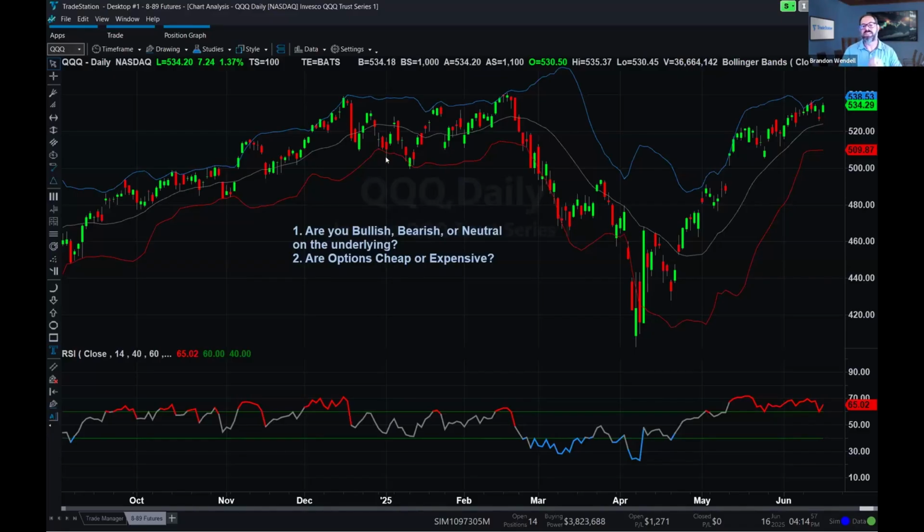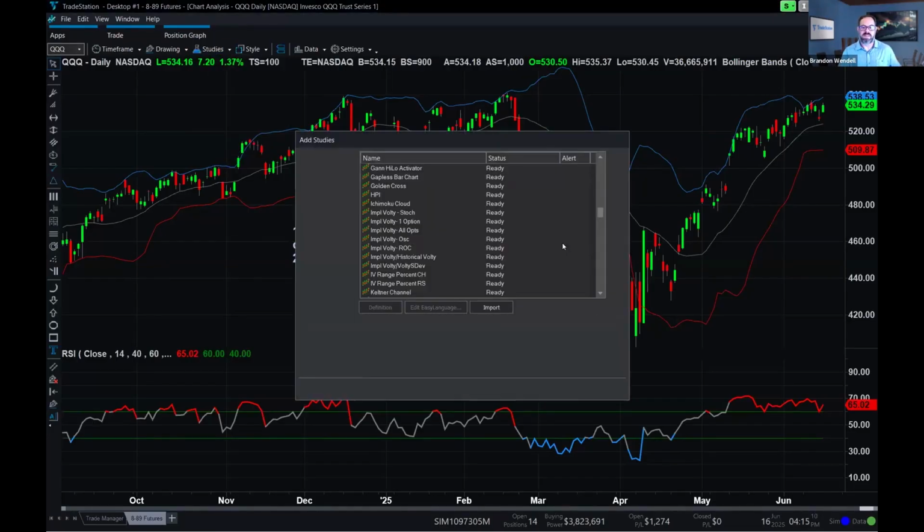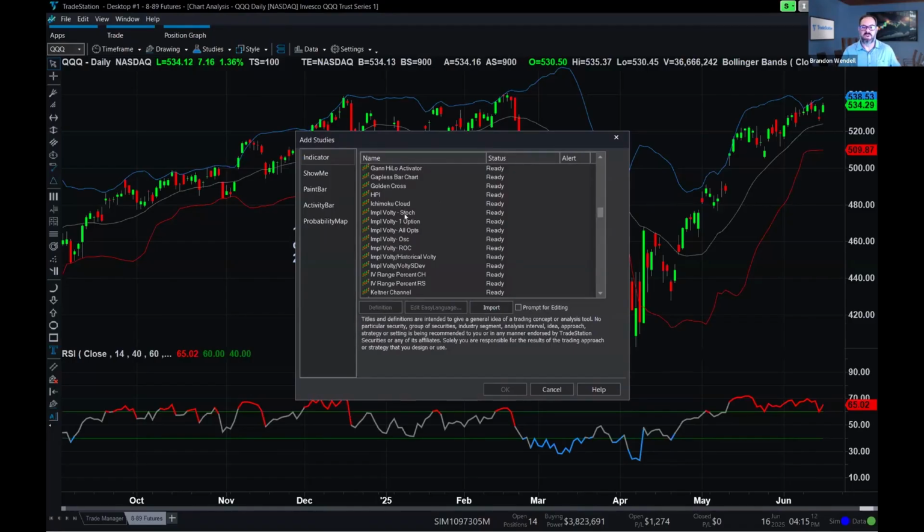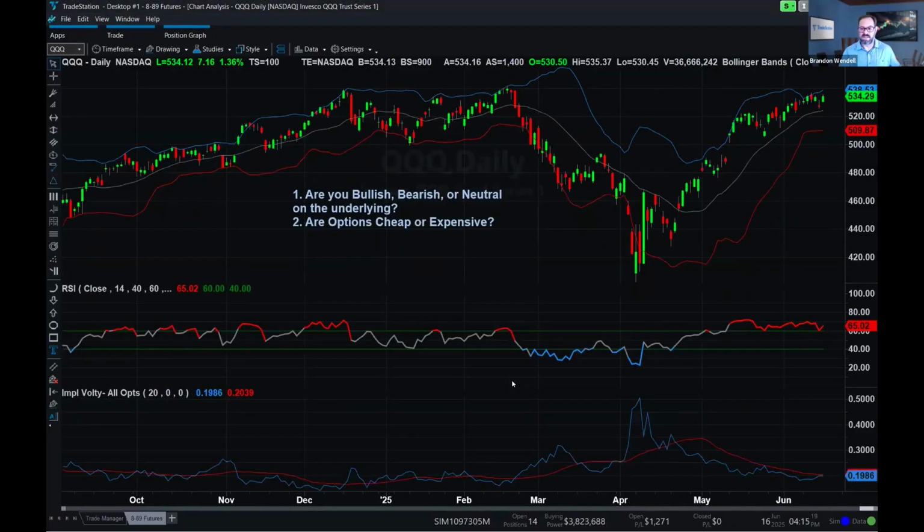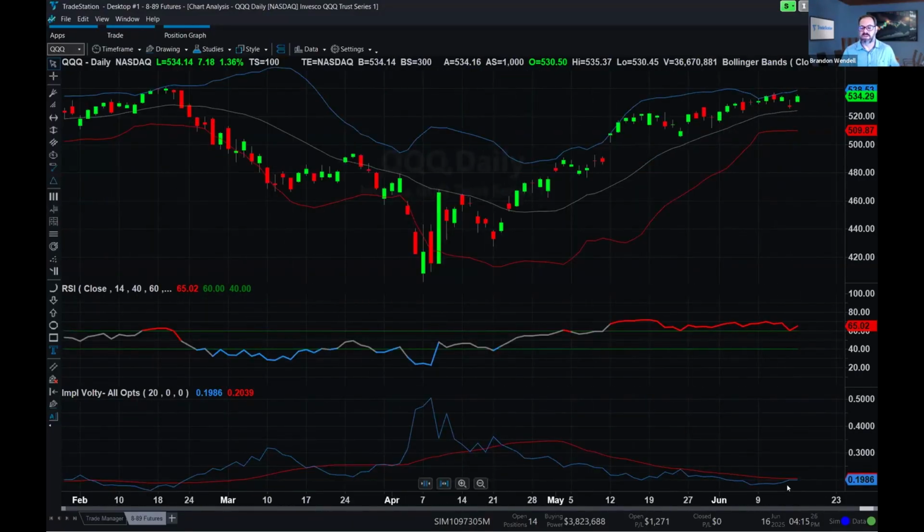But overall, typically, when I'm looking at a security, I'm looking to see am I bullish, bearish, or neutral. And I'm also looking at the implied volatility. Did I bring that up? Just to see how it is now compared to where it has been before. So on TradeStation, I'm going to use the implied volatility, all options, add that in as a study. And let's expand this. You can see that our implied volatility right now is collapsed. It's gone down quite a bit.